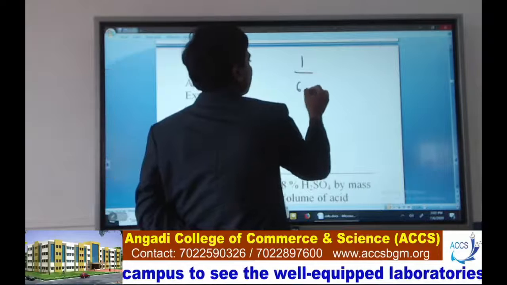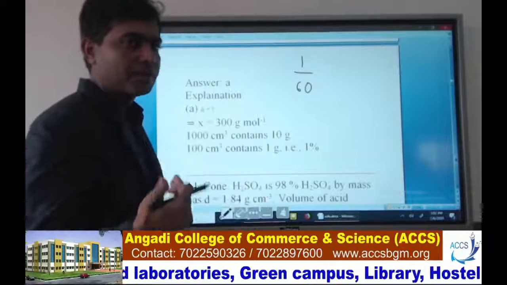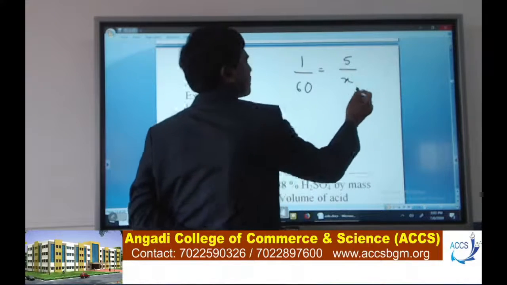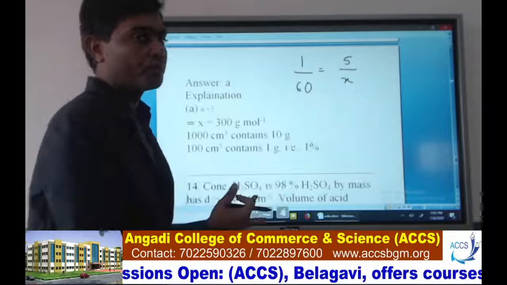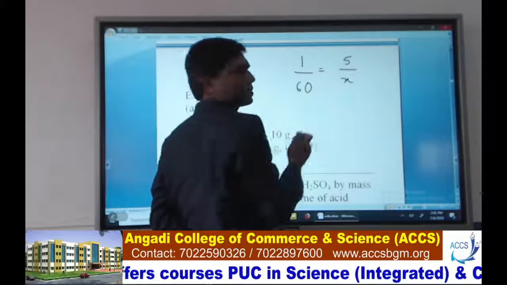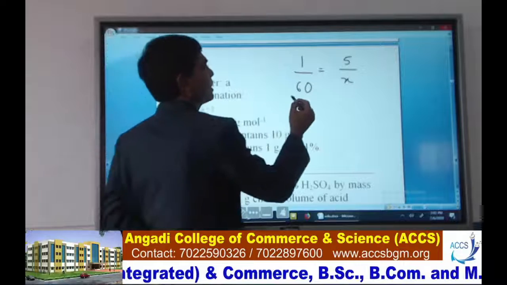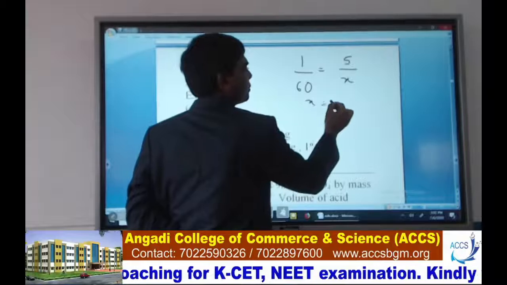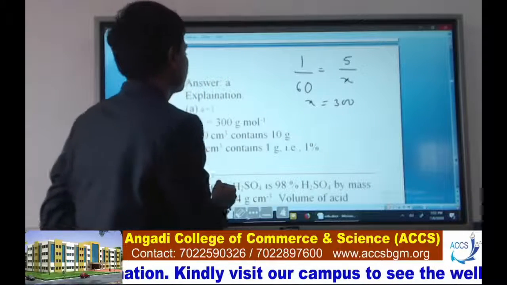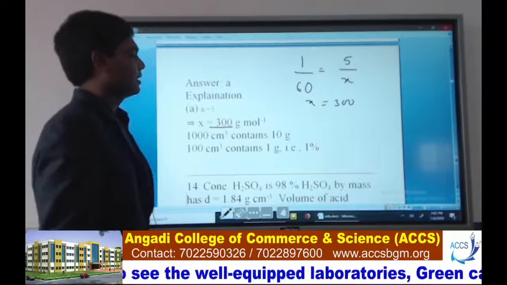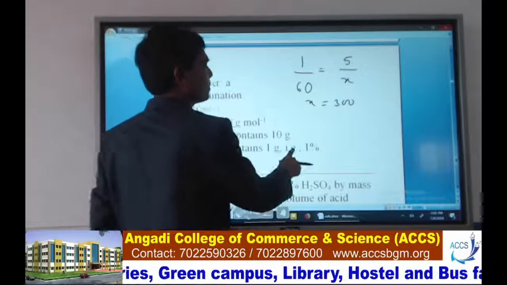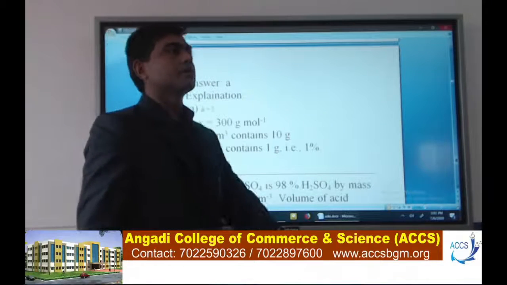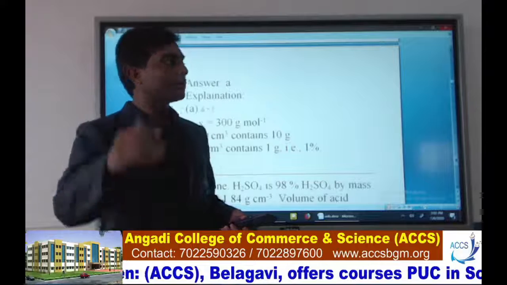1 by 60. What is this 1 by 60? Mass divided by molecular mass of urea is equal to 5 divided by x. What is that 5? 5 gram of non-volatile solute. X, that is the molar mass of the solute. Okay, and when you calculate here, X is equal to 300, and that becomes the molar mass, the answer is 300 gram. Okay, these were the few questions related to the solution chapter.